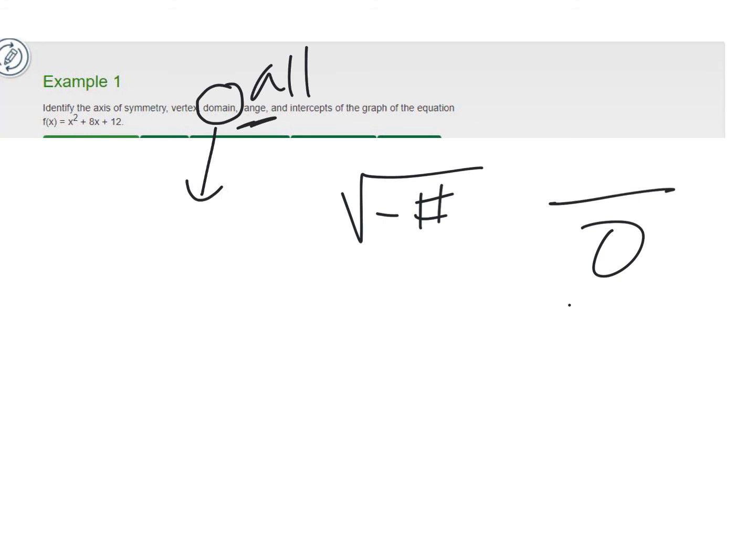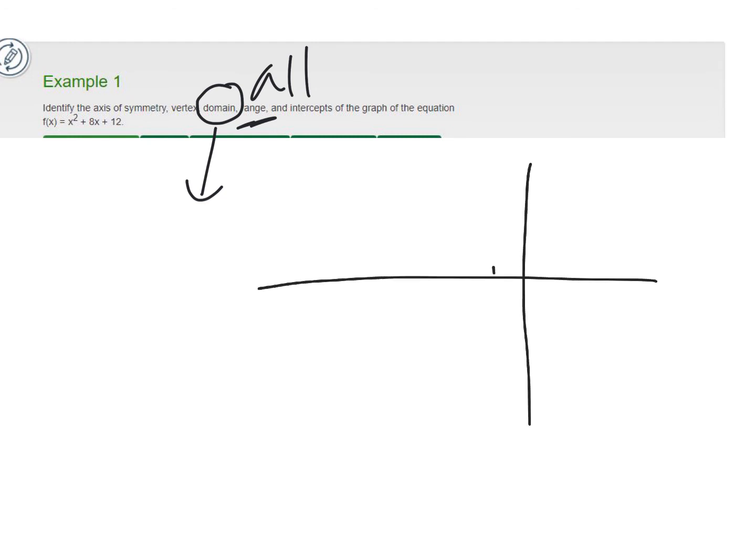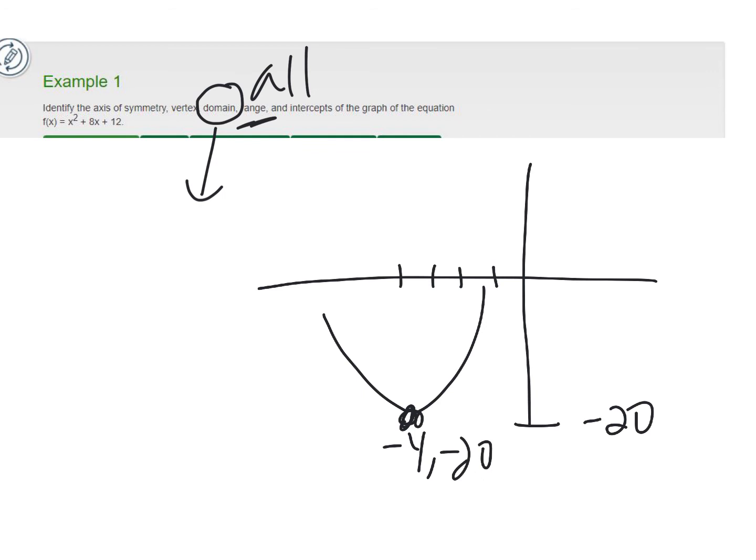Now, how about the range? Do you remember when I said just a second ago that this function has a vertex of negative 4, negative 20, and then it opens up? So the lowest this function ever goes on the y is negative 20. So that point is negative 4 and negative 20. So the range will be y has to be greater than or equal to negative 20. That's the nice thing about knowing the vertex.